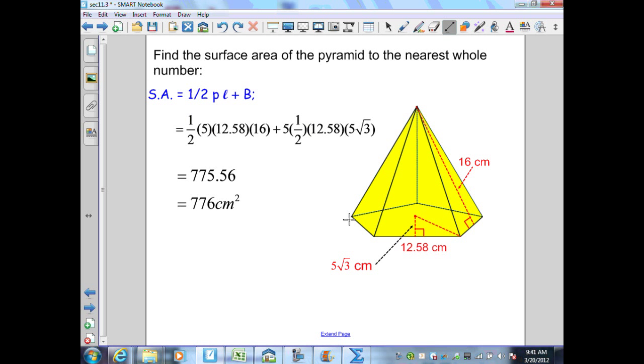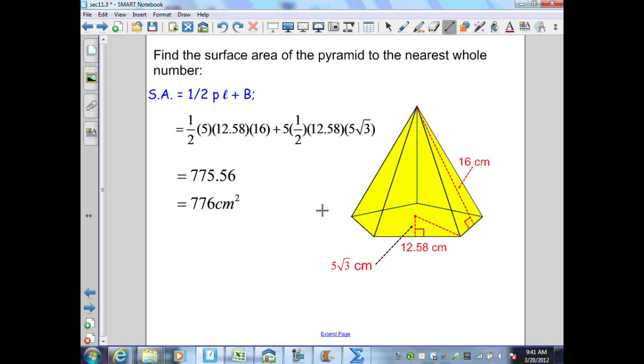Find the surface area of the pyramid to the nearest whole number. In the diagram, I have a pentagonal pyramid. I know that because the base is a five-sided object. It's a regular pentagon, and I need to use the surface area formula from the previous slide to determine the surface area of my pyramid. Recall from that formula, I have 1/2 the perimeter P of my base, which is 5 congruent segments of length 12.58. So I have 5 times 12.58 times L, which is the slant height of my lateral face of my pyramid, which I know is 16.